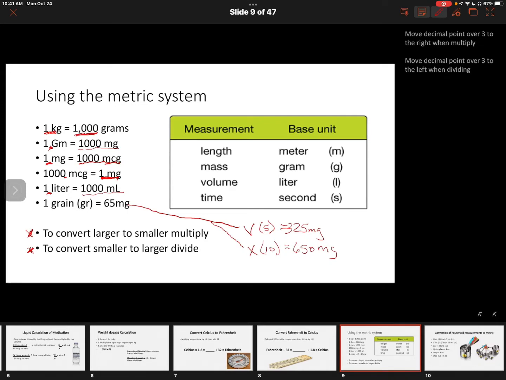We measure things in milliliters, and that's a volume, like liter. We measure things in mass, weight, it's grams. We measure things in meters, centimeters, that's your length. And then we measure time, and we measure time in seconds. We also measure it in minutes and in hours.